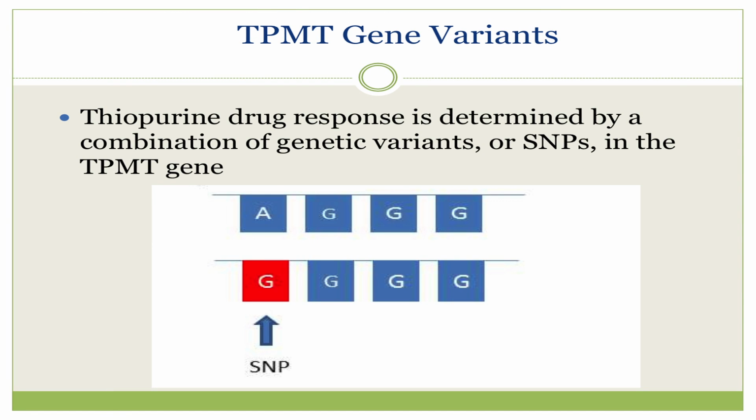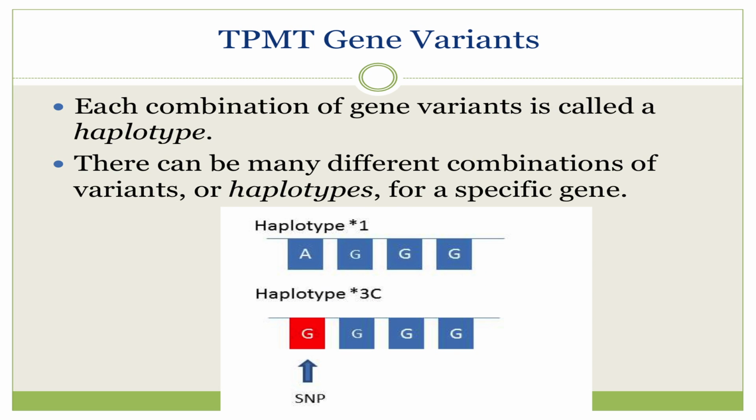Each gene associated with drug metabolism, including TPMT, is expected to have multiple sites of variation. Thiopurine drug response is determined by a combination of genetic variants, or SNPs, in the TPMT gene. Each combination of genetic variants in or near a gene is called a haplotype. There can be many different combinations of variants for each gene.